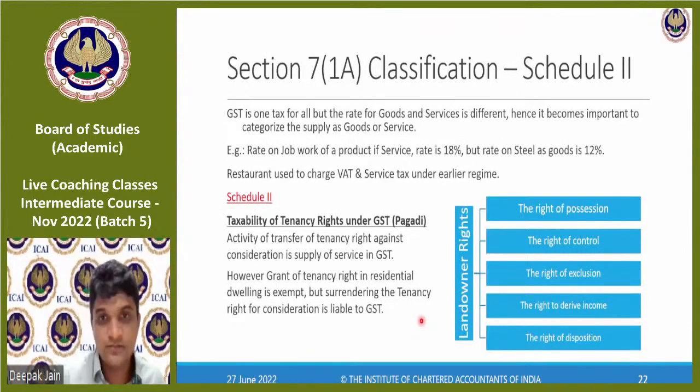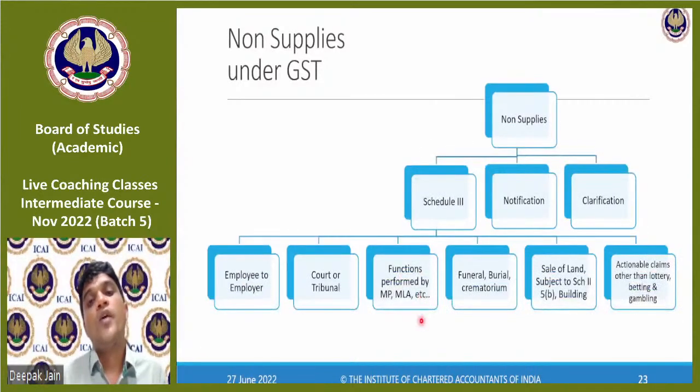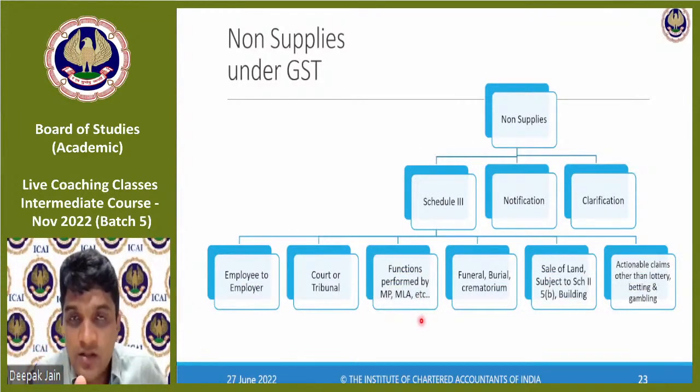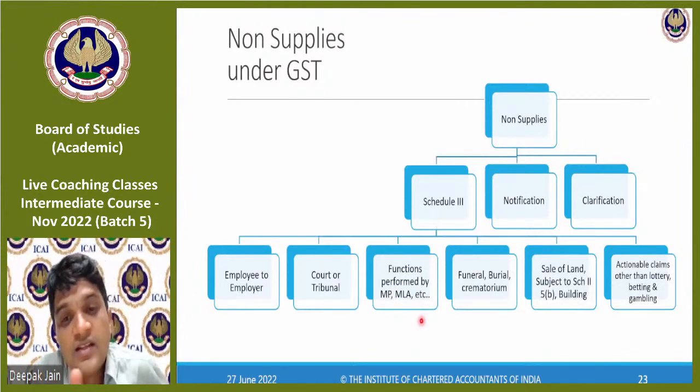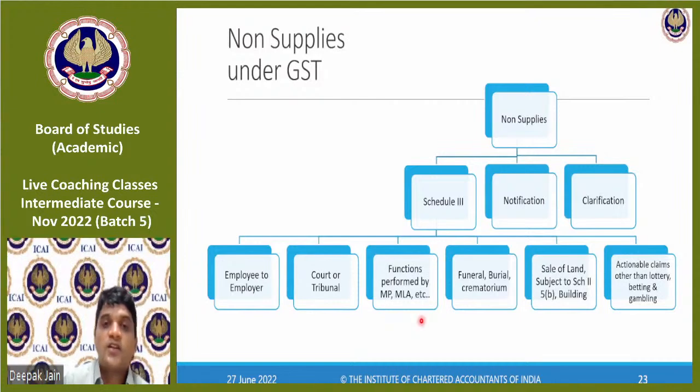Now, non-supplies under GST, which means Schedule 3 is one example of non-supplies. Then there are other places also where non-supplies are there. So non-supplies are of three kinds. One is Schedule 3, or it could be by way of a notification, or it could be by way of a clarification. Right? Schedule 3, what all it covers: employee and employee relationship is excluded and not covered. Activities of a court or tribunal.